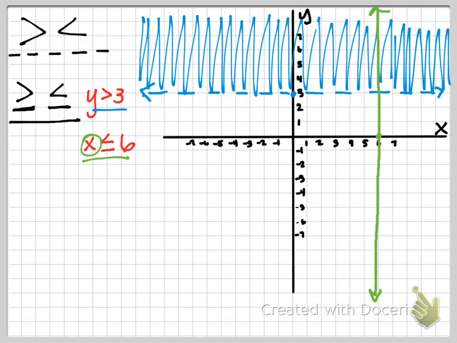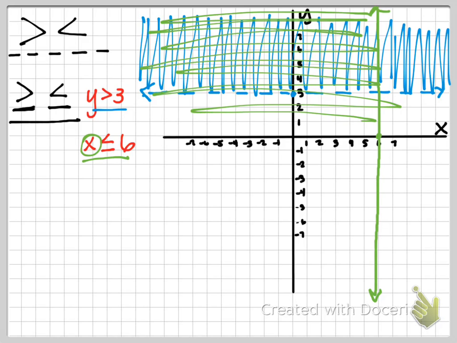I know that x is less than 6, so I need to look at my x-axis only and find all the numbers that are less than 6. It's all this way, so that means I need to shade everything to the left of the line.